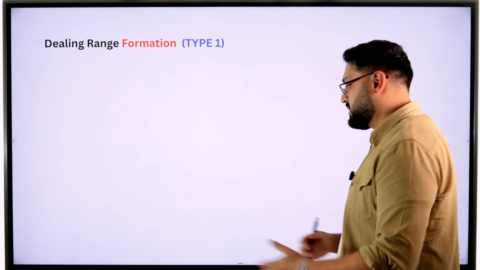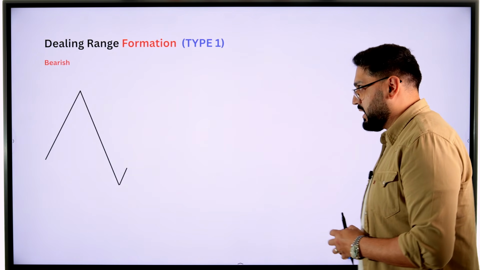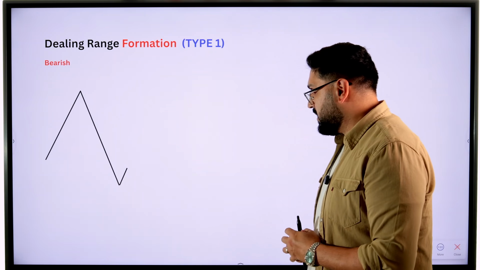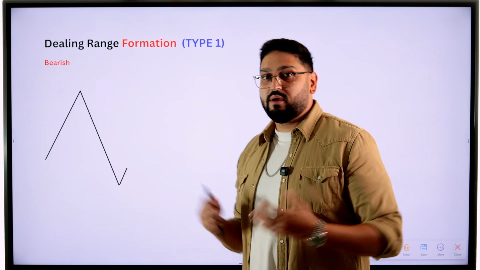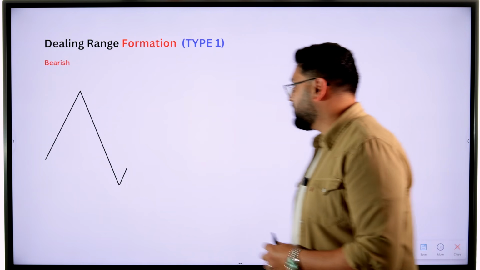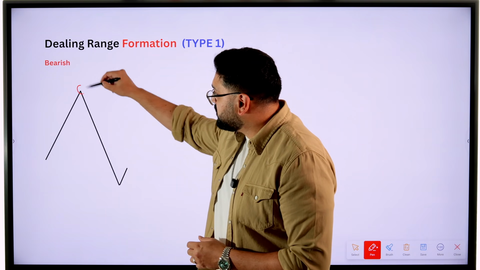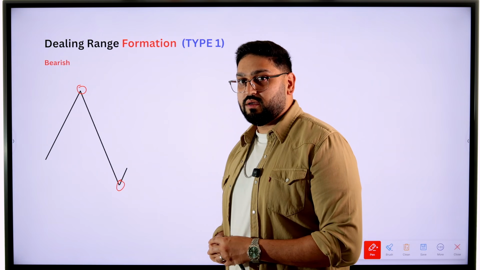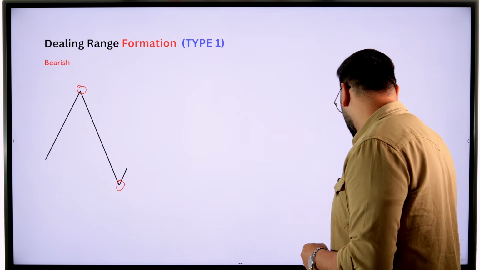So first I'm going to explain this conceptually, and then I'm going to show you an actual chart example. But first, let's focus on a bearish dealing range. In this rather crude diagram, we can see that we have a swing high here and we have a swing low here. Now, how does a swing form?